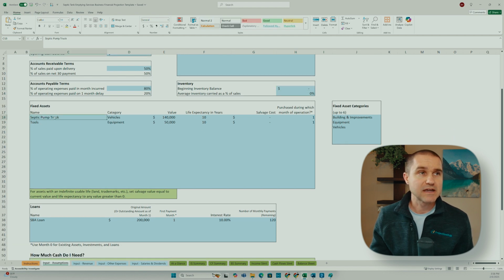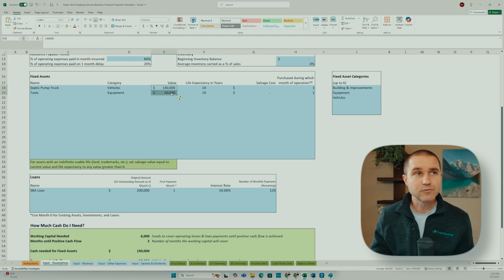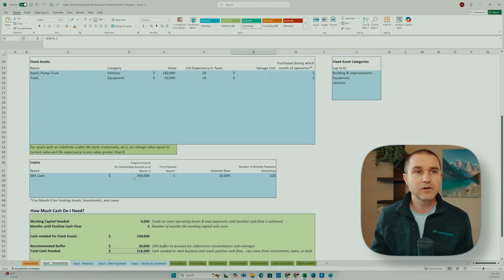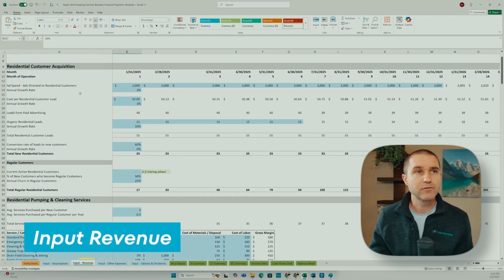Fixed assets, we set a septic pump truck here for $140,000 and $50,000 worth of additional tools that we think you may want. So you've got $190,000 worth of equipment here. Again, we're assuming you're investing $20,000. You're going to borrow $200,000, so a total of $220,000 in terms of sources of funds. $190,000 in equipment. That leaves you with $30,000 of working capital. Okay, let's move to the input revenue tab here.